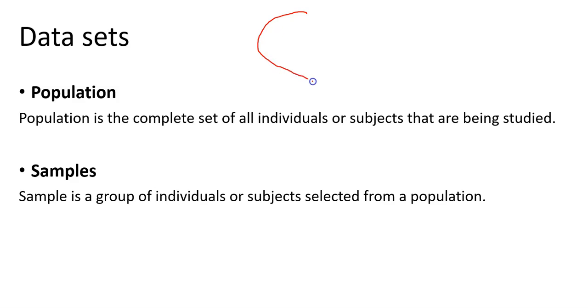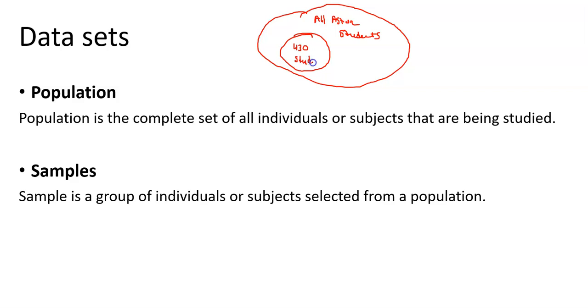So what is population here? All Aston students. And what is sample here? Those 430 students. So next thing I would like to talk about is the terms in regards to population and samples.